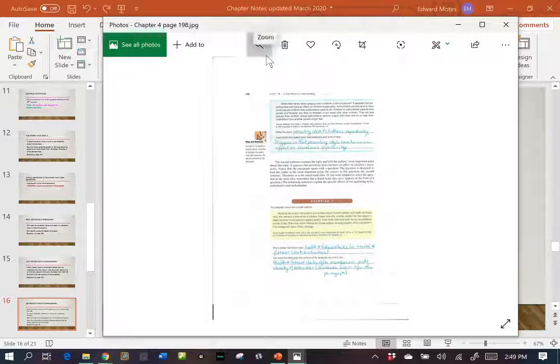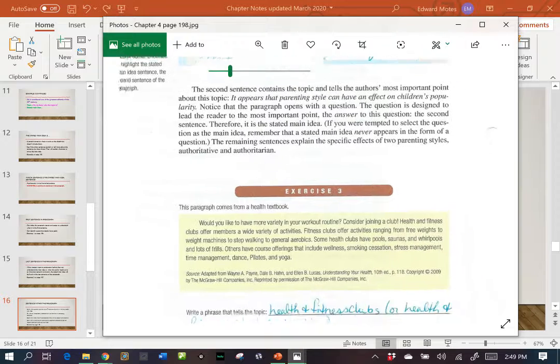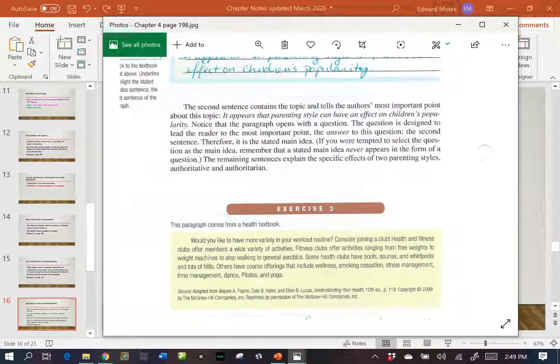On page 198 of our textbook, exercise 3. Here it says, would you like to have more variety in your workout routine? Consider joining a club. Health and fitness clubs offer members a wide variety of activities. Fitness clubs offer activities ranging from free weights to weight machines to step walking to general aerobics. Some health clubs have pools, saunas, or whirlpools and lots of frills. Others have course offerings that include wellness, smoking cessation, stress management, time management, dance, Pilates, and yoga.